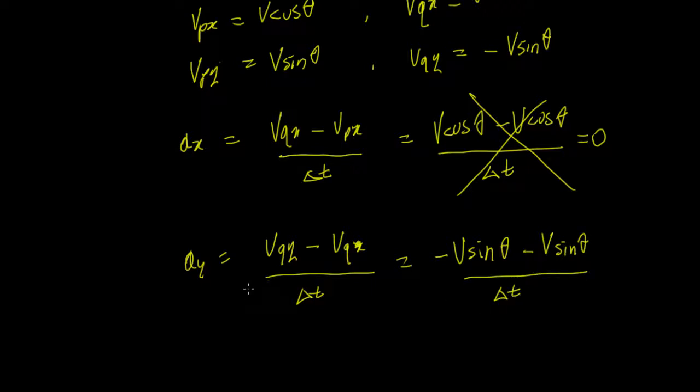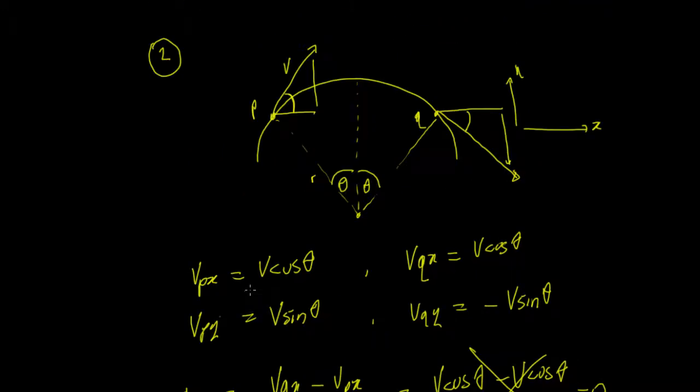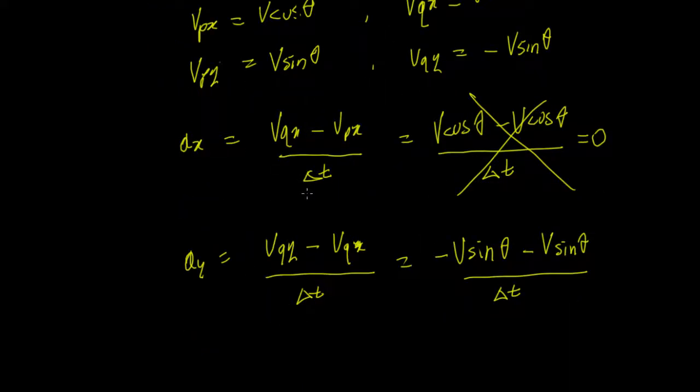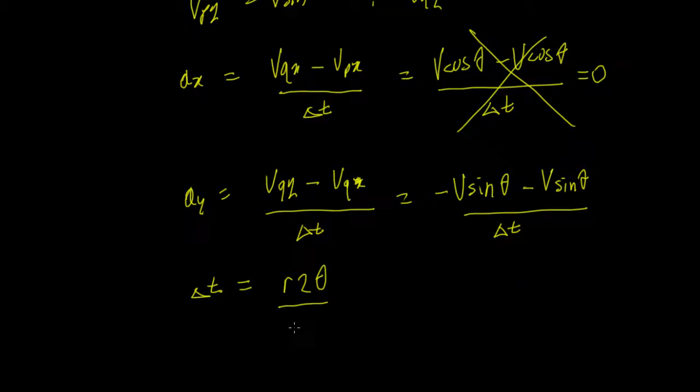Now we can get our delta t. We know that our delta t there is going to be, well, it's this distance here. The distance there is going to be r times 2 theta. So delta t is equal to r times 2 theta, so it's the distance travelled over the velocity.